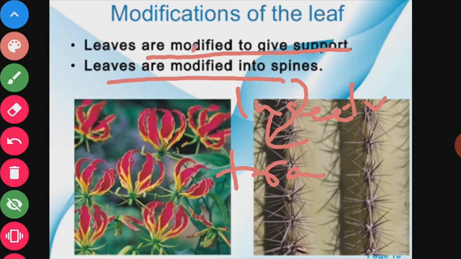Leaves are also modified to give support: in some plants, the leaves are modified into tendrils to provide support to the weak stem, so that the plant with a weak stem can grow. The leaves modified into tendrils coil around the support, and this plant can grow. Third, in some plants, leaves are modified to trap insects. These plants are called insectivorous plants, such as pitcher plant and sundews. This is about the modifications in leaves and the functions of the leaves.